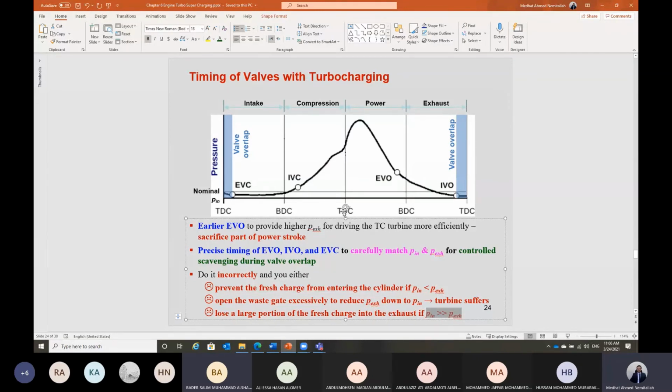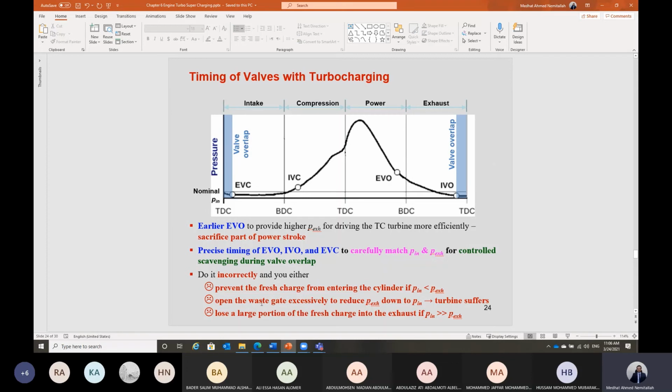If the intake pressure is much higher than the pressure inside the cylinder during the overlap period, when the intake valve and the exhaust valve are open at the same time, the flow of incoming fresh charge will go inside the cylinder and leave through the exhaust valve. So with a very powerful turbocharger and higher intake pressure, part of the fresh charge will be exhausted through the exhaust valve during the overlap period.